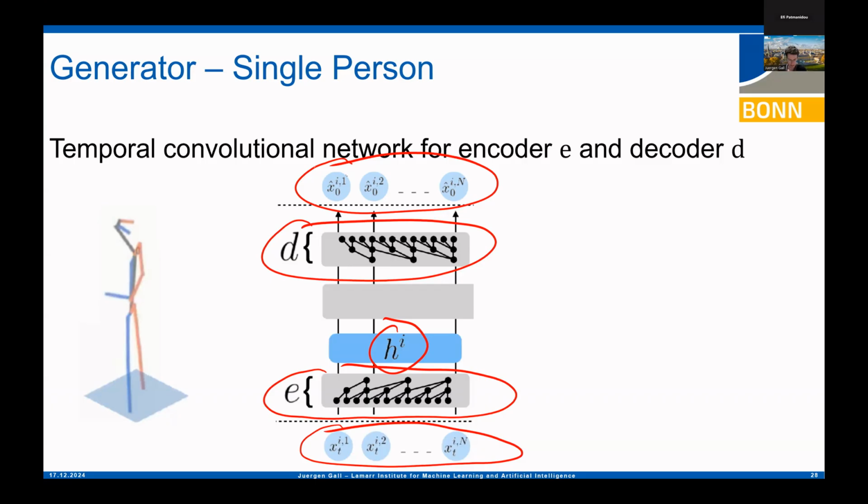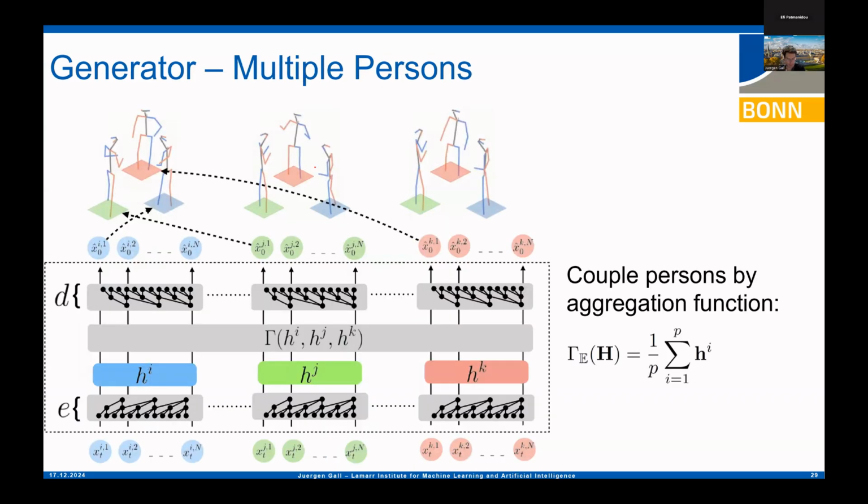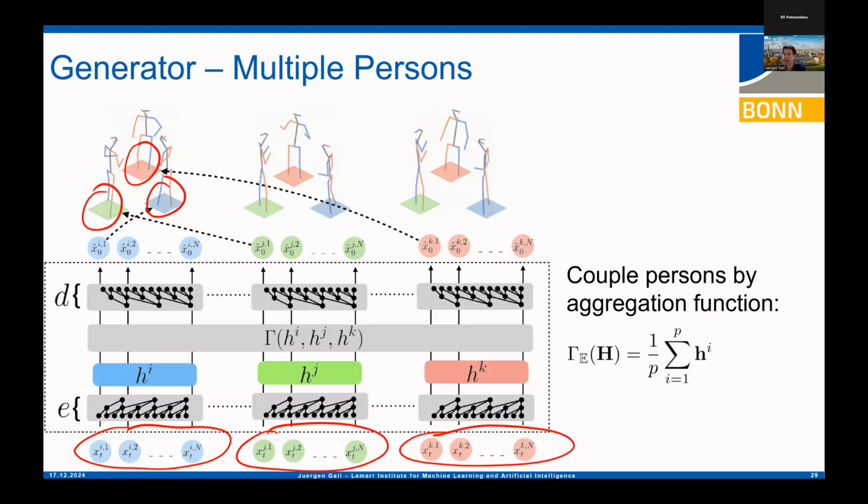Now if we move on to multiple persons, we need to ensure that the motion of all the persons is consistent. This is relatively straightforward to do. Let's say we have three persons here: green, blue, and red. As before, we have a sequence for each person based on observed and future frames. Now, our encoder maps each person into a latent representation, indicated here by hi, hj, and hk. And now we have an additional aggregation function.